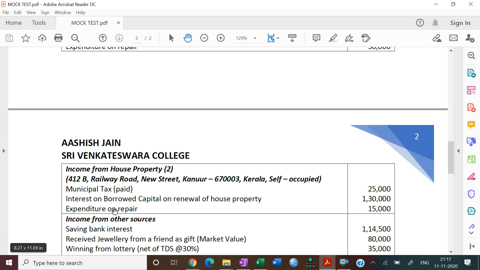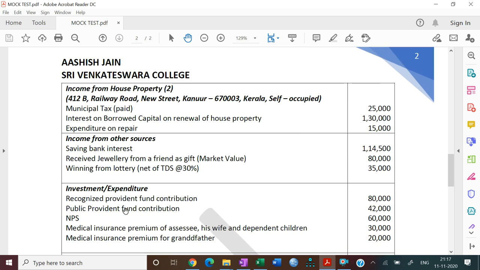Now again we will ignore this expenditure on repair. Now come to the next head, that is income from other sources. Saving bank interest 1,14,500.